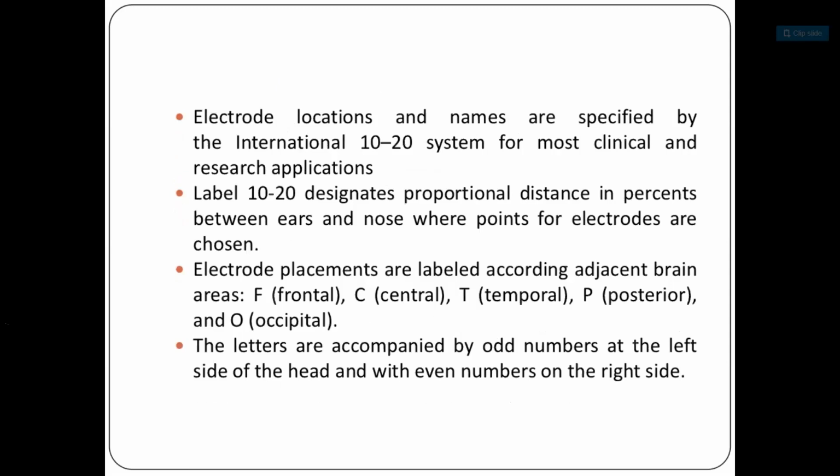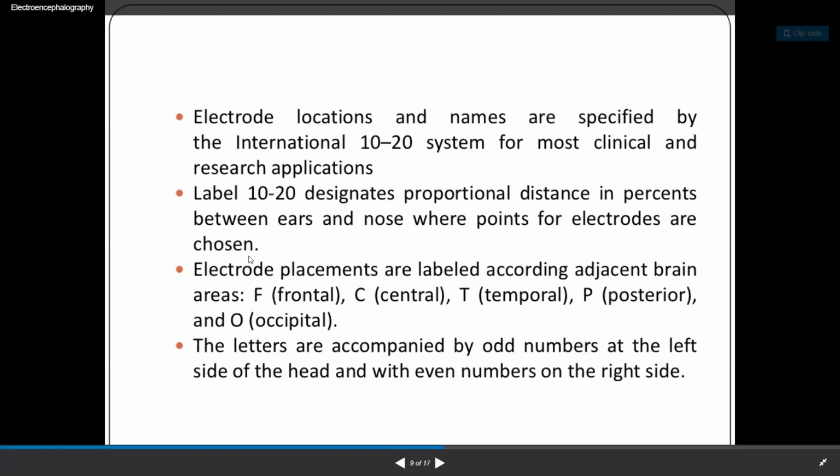Electrode locations and names are specified by the International 10 to 20 system. So whether it is EEG or fNIRS, the commonly universally accepted placement for electrodes is the 10 to 20 system. We do not follow any other system for placement of electrodes, but only the international 10 to 20 system for most clinical and research applications.